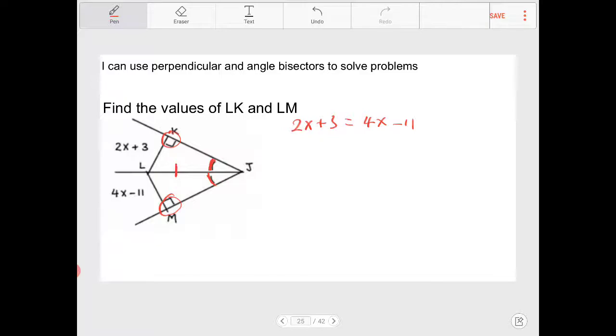All right, so we're going to solve for what x is now. We're going to subtract 2x from both sides. We end up with 2x. And then we're going to add 11 to both sides, so I end up with 14. So therefore, divide both sides by 2, I end up with x is equal to 7.